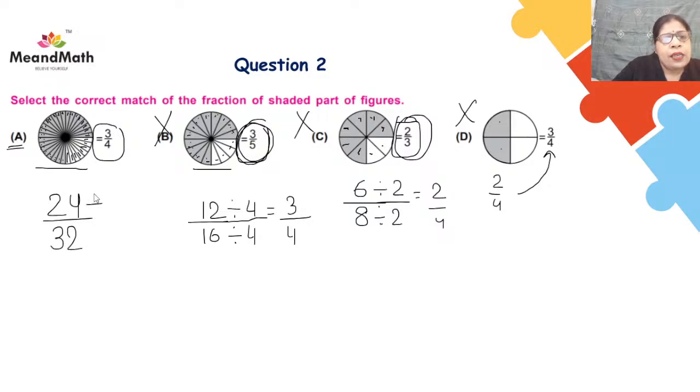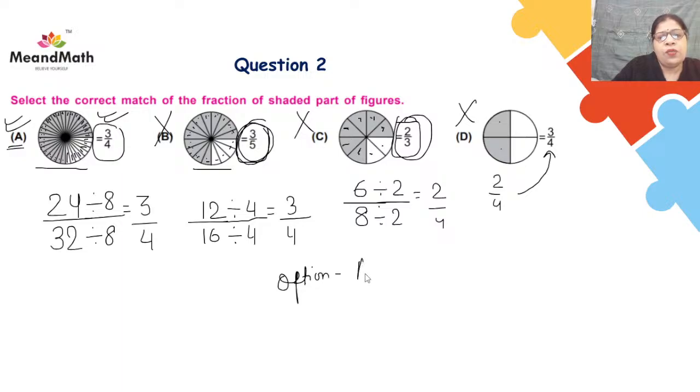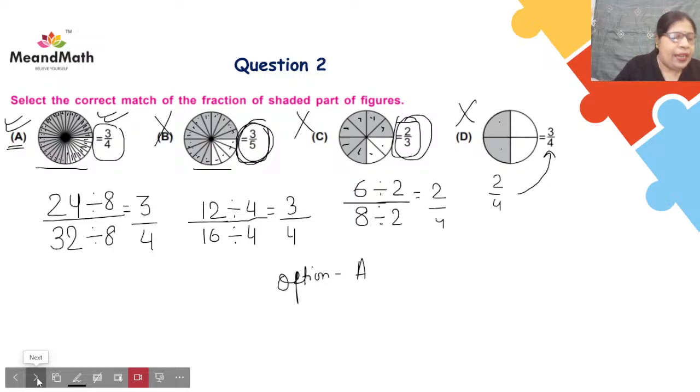Now, if I reduce this 24 and 32 by 8, because both the numbers they come in the table of 8, the correct answer is 3 by 4. No, Parul, all the answers are not wrong. You can see that option A is absolutely correct. 3 by 4 is given and 3 by 4 is written over here. So option A in this question is the correct answer because we have to match the shaded part with the fraction given. All of them who have answered as A have given me the correct answer. Okay, let's move on to the next question.